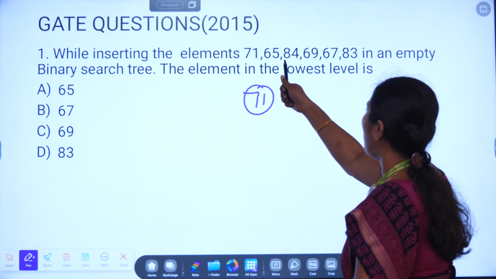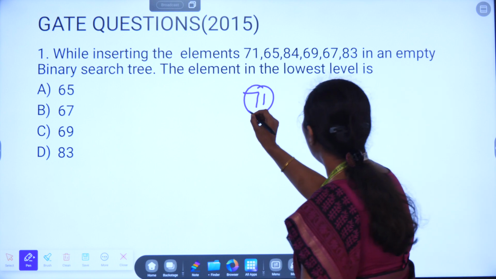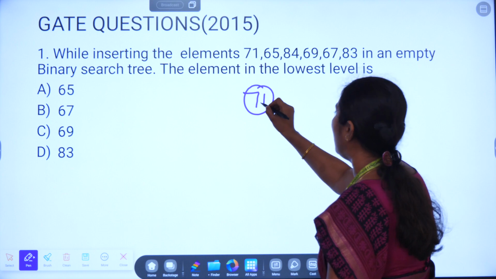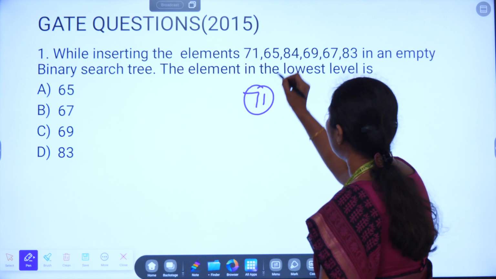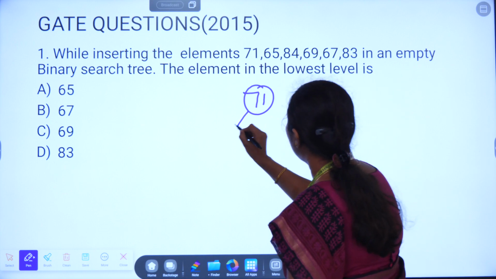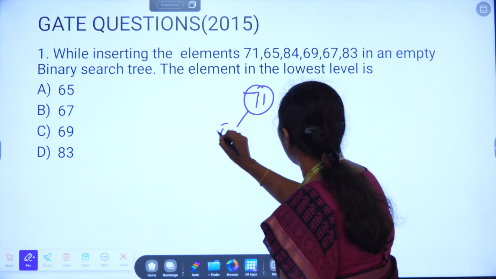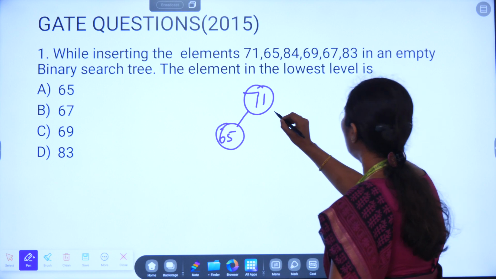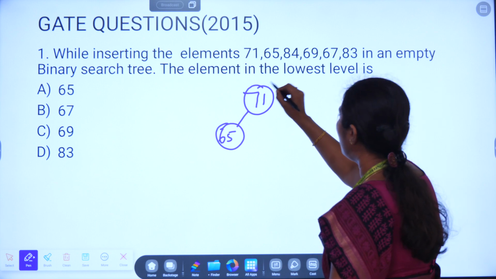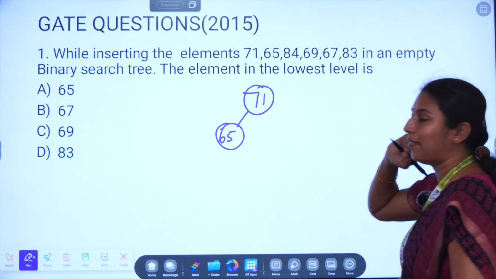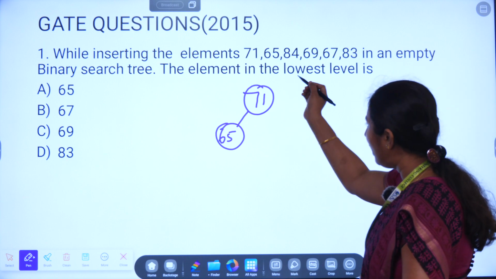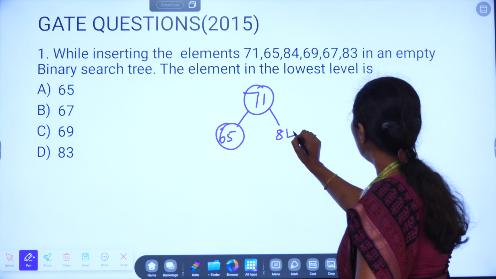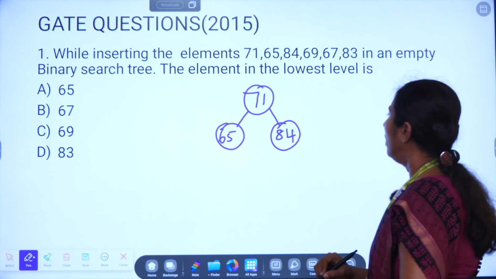What's the next node we are having? It is 65. So 65 we should compare with the root node, whether it is lesser than or greater than the root node. Since 65 is lesser than the root node, it should come over here on the left hand side. The next node is 84. Always we should compare it with the root element. Here the root element is 71, so 84 is greater than the root node. So we should have 84 on the right hand side of the tree.